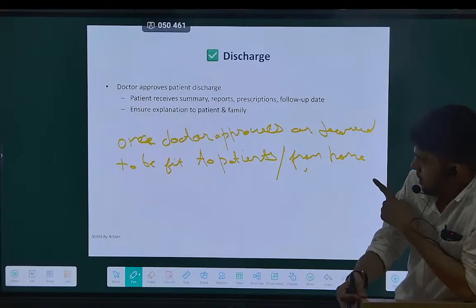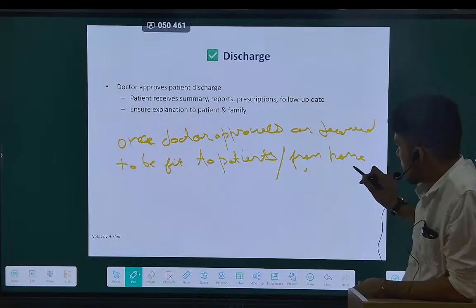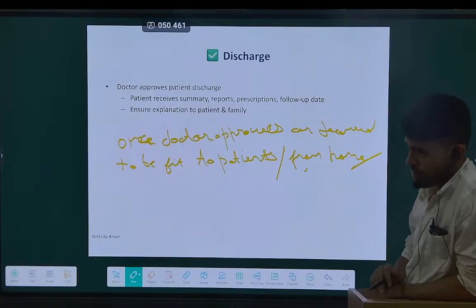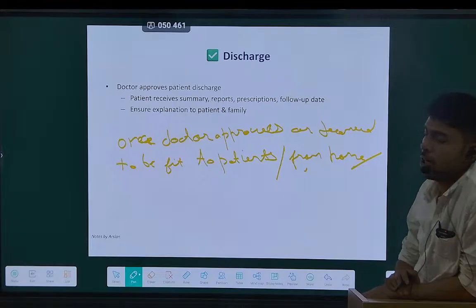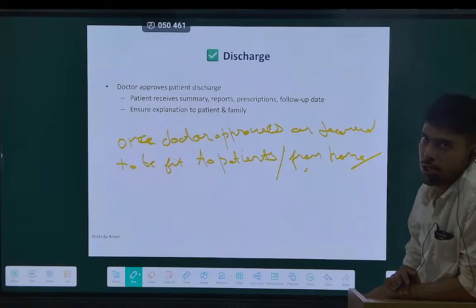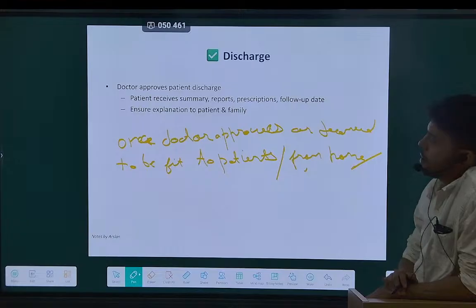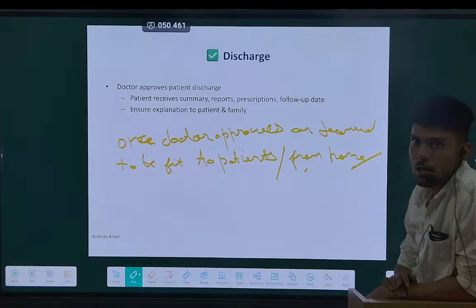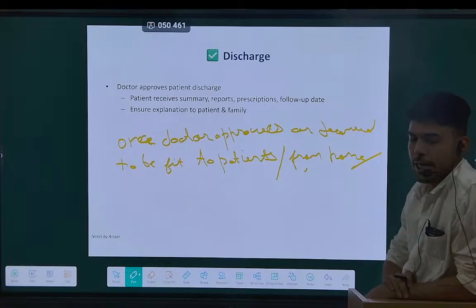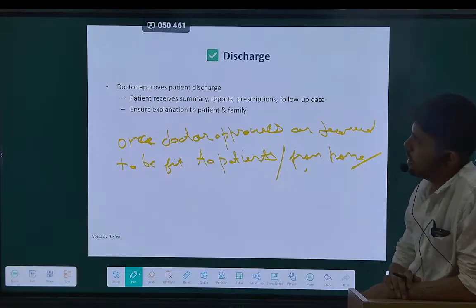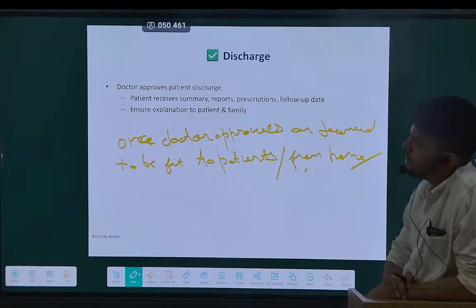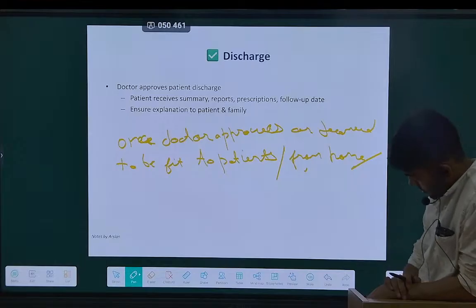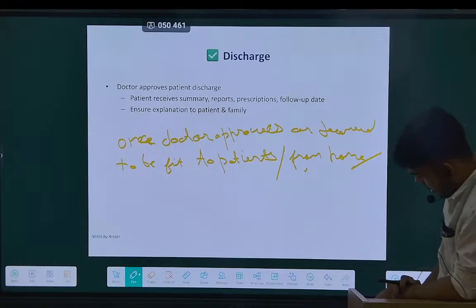So this is approved only by doctors. It's not like the patient wants and can go home anytime. The doctors will not discharge them, because until and unless the doctor is sure that the patient is fit or can continue his treatment from home, only then does the doctor discharge the patient or approve the patient discharge. So this is the doctor's work.